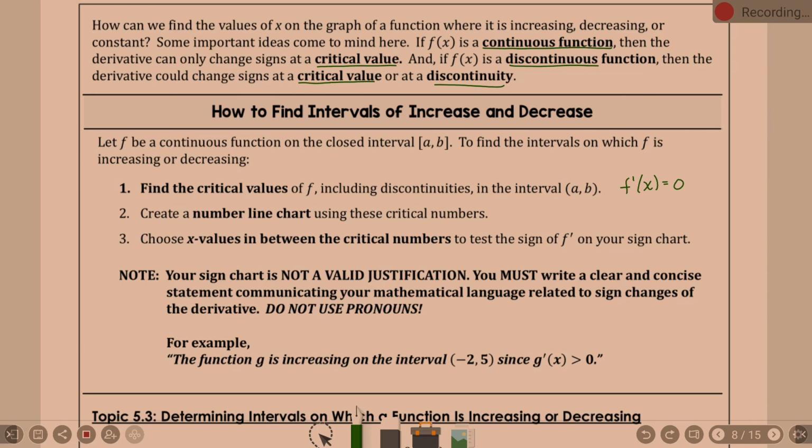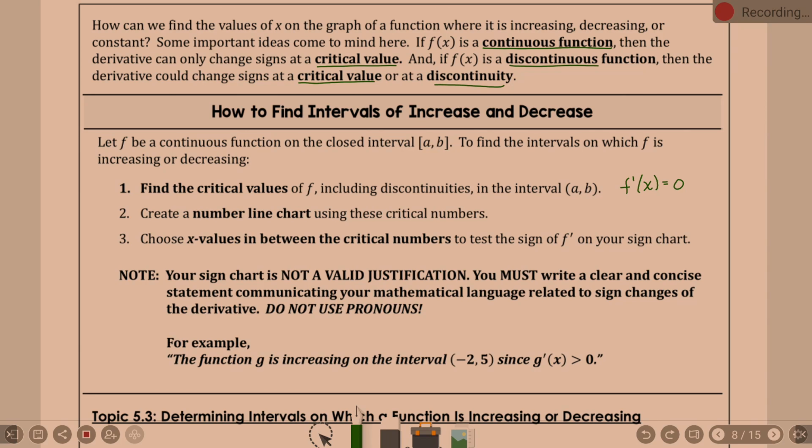So we're going to talk about doing a number line chart, kind of like a sign chart that you've done in the past, using these critical numbers. We'll choose x values in the gaps in between the critical numbers to test the sign of f prime to know if the graph is increasing or decreasing, and thus, if it creates a min or a max. Okay, so we'll get some practice in here.